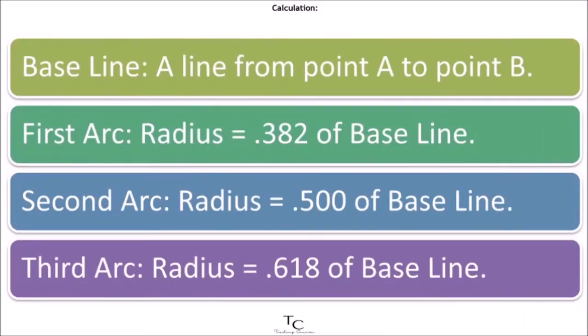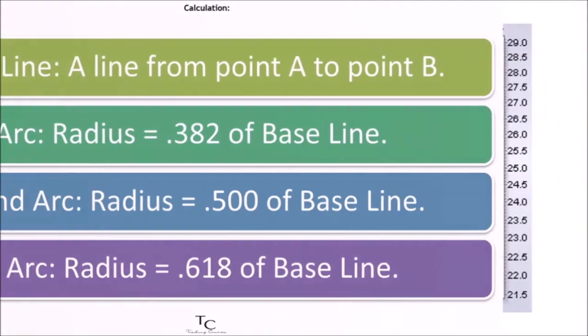Calculation. Baseline: a line from point A to point B. First arc: radius equals 0.382 of baseline. Second arc: radius equals 0.500 of baseline. Third arc: radius equals 0.618 of baseline.